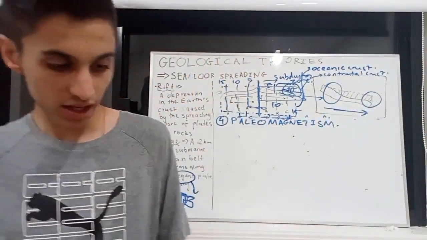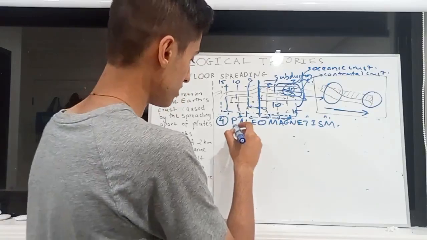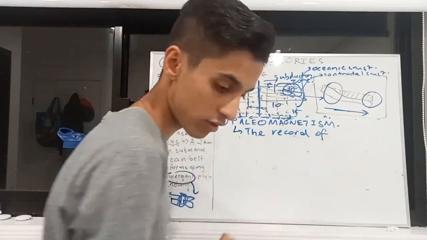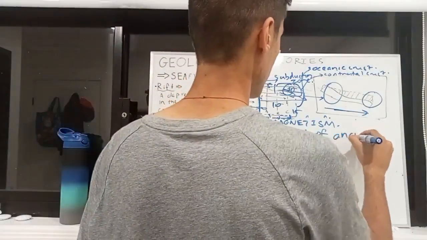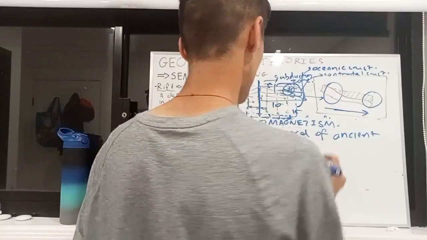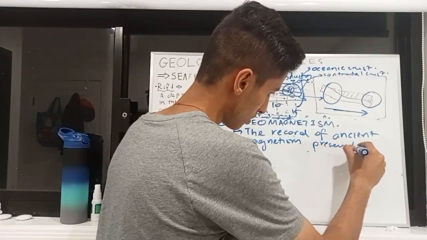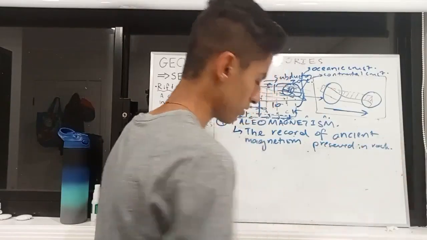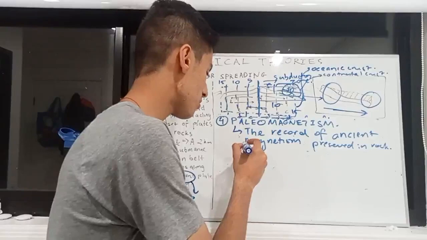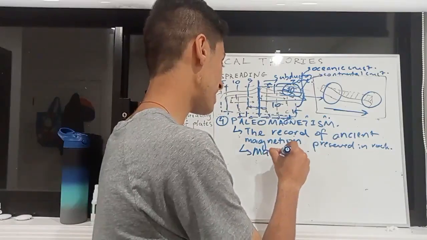Alright, paleomagnetism. So what essentially paleomagnetism refers to is the record of ancient magnetism preserved in rock. But what we're exactly looking at in paleomagnetism is this thing called magnetic striping.